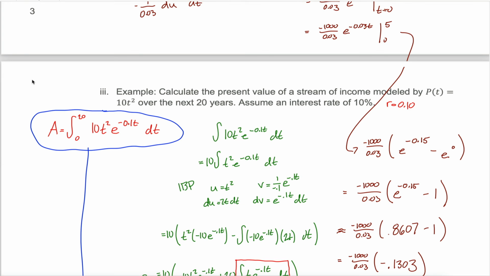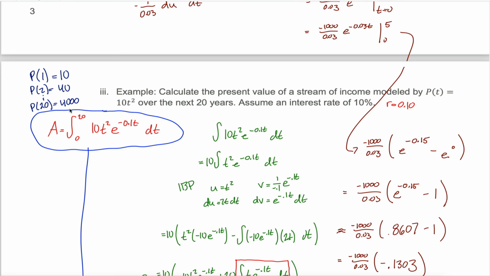If you think about how much money your stream of payments makes after 1 year, P of 1 would be 10 times 1 squared, so it's only making $10. In the second year, P of 2, 10 times 2 squared is 10 times 4, is making $40. But if I wait a little while, this thing starts to make a lot more money. In the final 20th year, for example, what this makes is 20 squared, which is 400, times 10. So it makes $4,000. So the amount that it's going to make each year is going to be very different. It makes a lot more towards the end than it does at the start.